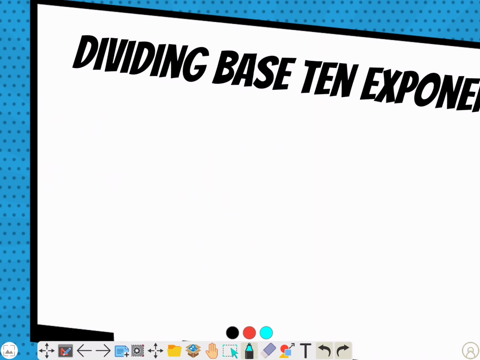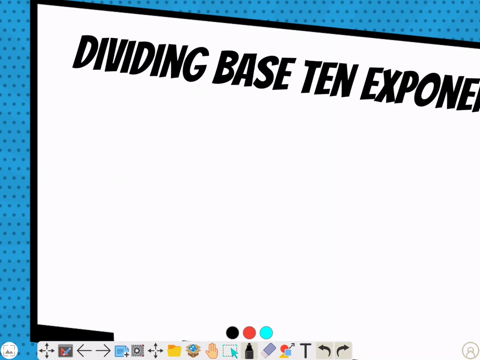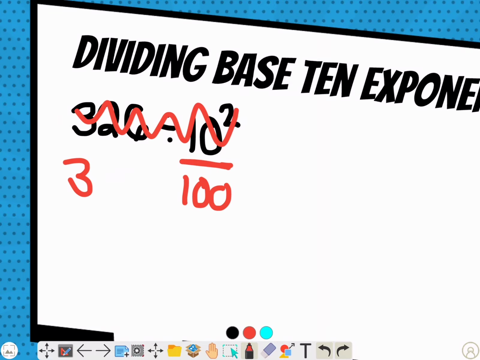Now, let's say you had the problem 326 divided by 10 to the second power. You have to know what this is going to be worth. So what is 10 squared, meaning what is 10 times 10? Well, 10 times 10 is 100. So really your new problem is what's 326 divided by 100?